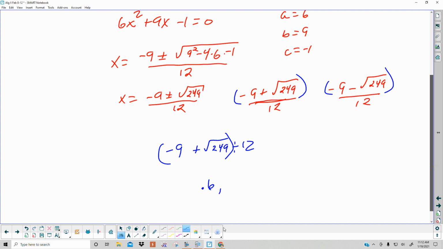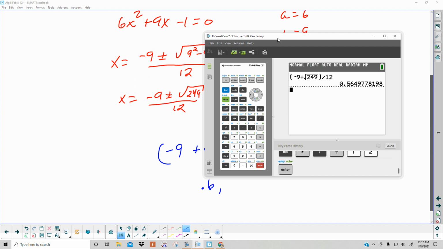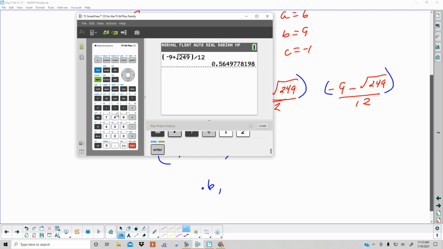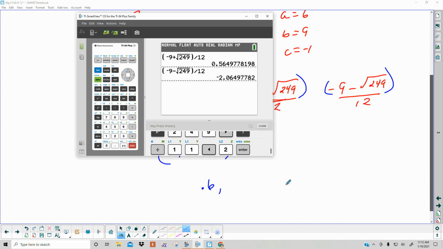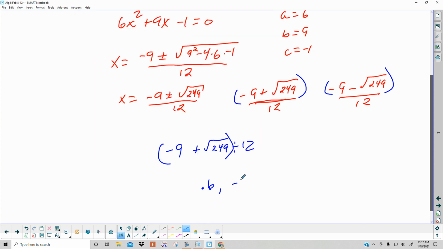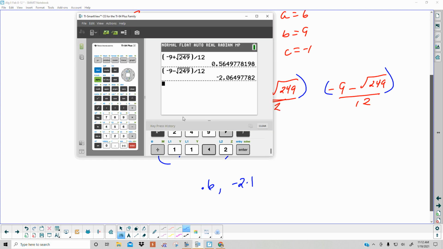Now let's get this one. So you've got parenthesis, negative 9 minus the square root of 249. Come out of the square root, parenthesis, divided by 12. Oops, 12. Enter. So then negative 2.1. Negative 2.1.